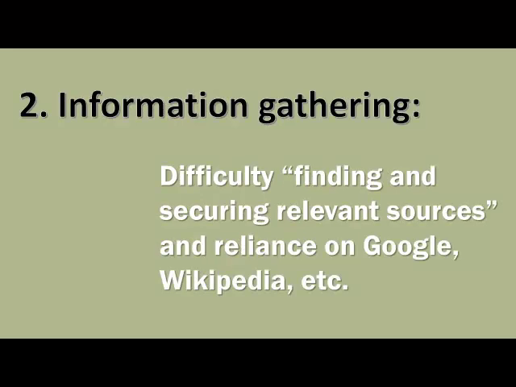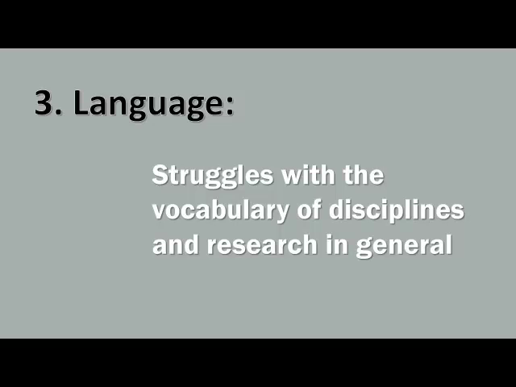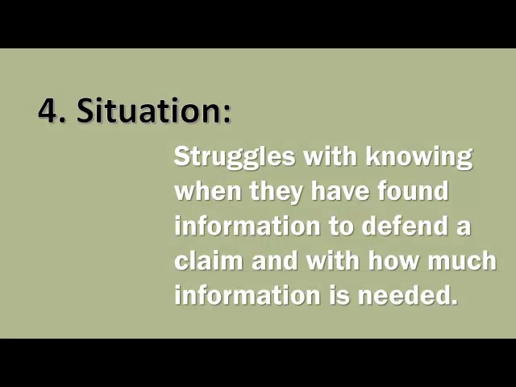Second is information gathering. Students have a hard time finding and securing relevant sources, relying instead on what has worked in the past, i.e. Google, Wikipedia, etc. Third is language. Many students struggle with the vocabulary associated both with disciplines and the general language of research itself. Last is what they call situational context, meaning many students struggle with knowing when they have enough quality information to make a defendable claim, and even knowing what quality information is.